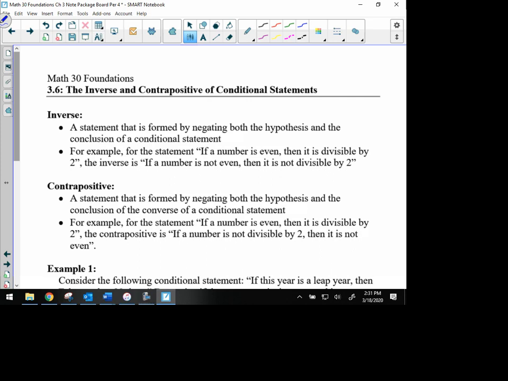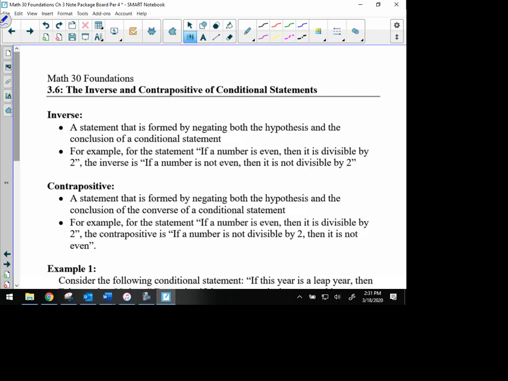Okay, so to finish off chapter 3, we'll go over 3.6, which is closely tied to the things we mentioned in 3.5. We take the conditional statement that we talked about in 3.5, and again, we're looking at different angles of it and different ways that we can reword and twist that statement. And two that we'll talk about here in 3.6 are the inverse and the contrapositive.